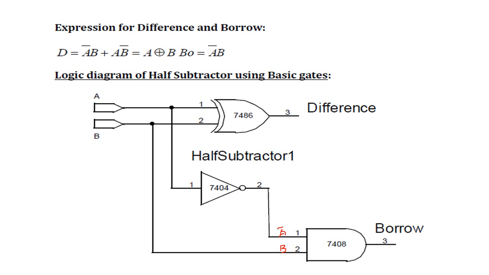The difference between the half adder and half subtractor is only here: borrow is A bar B. So here one NOT gate is used. That's it, that is the difference in the logic diagram.